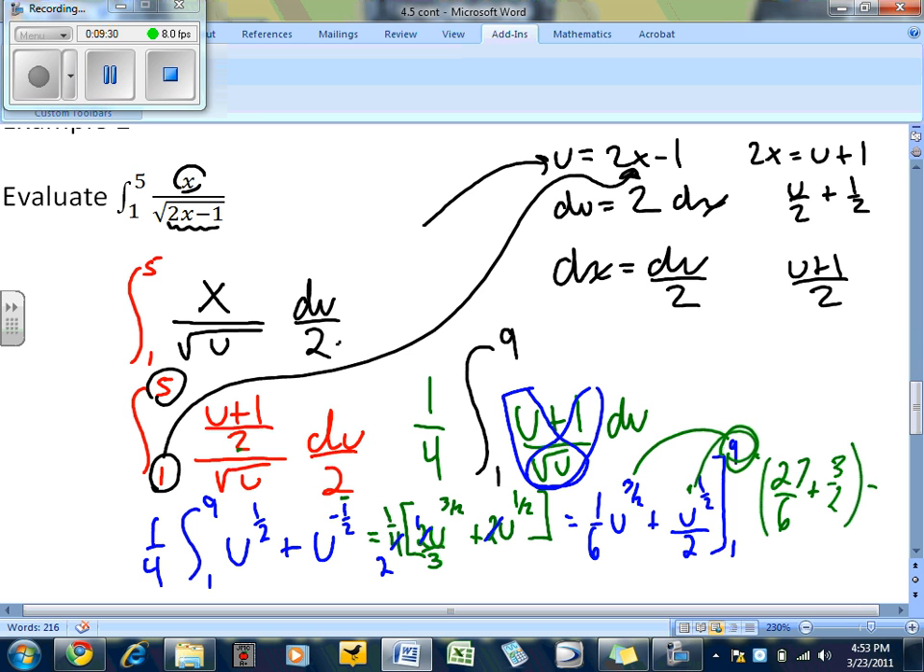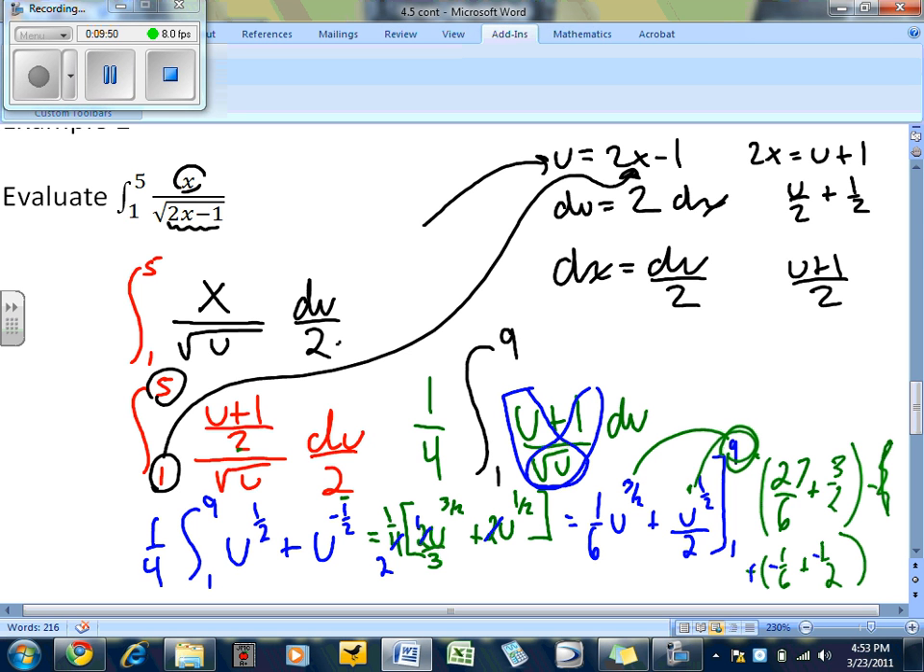Minus, then, when I plug 1 in, I'm going to get 1/6. So let's move my minus down here. Minus 1/6 plus 1/2. Okay, let's go ahead and bring my cross the line, change the sign, bring all these up here.